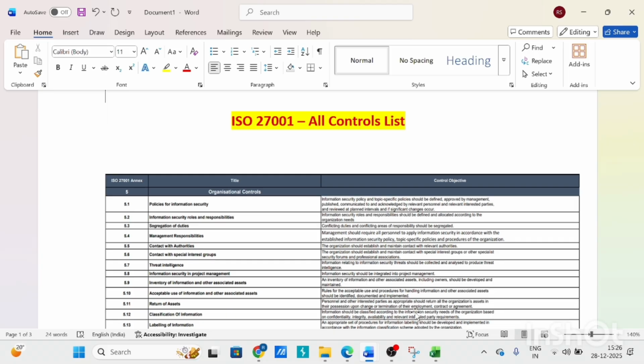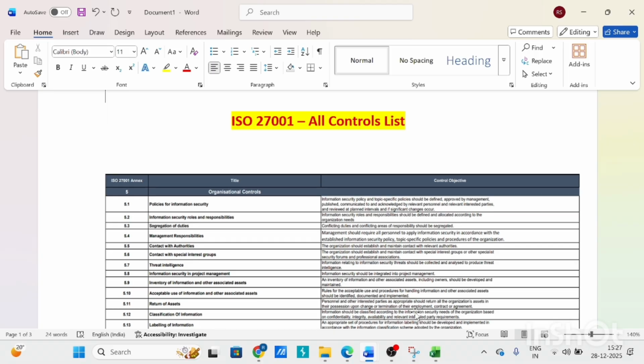Inventory of information and other associated assets comes under 5.9, where an inventory of information and other associated assets, including owners, should be developed and maintained. 5.10 talks about acceptable use, where rules for the acceptable use and procedures for handling information and other associated assets should be identified, documented, and implemented. Return of assets comes under 5.11, where personnel and other interested parties, as appropriate, should return all the organization's assets in their possession upon change or termination of their employment contract or agreement.